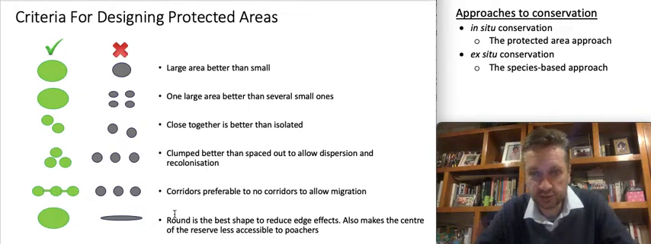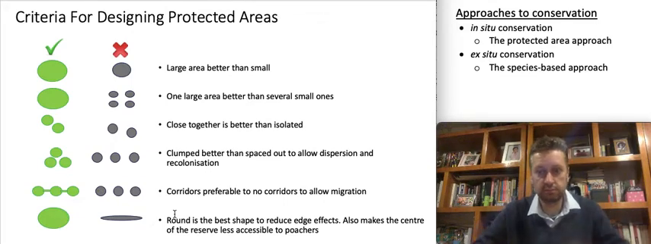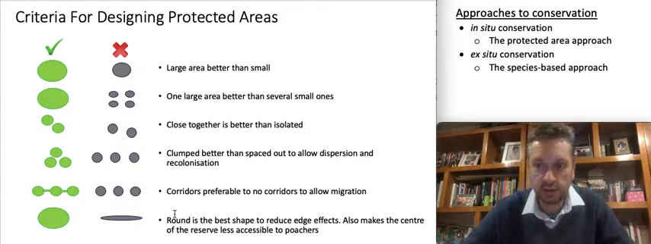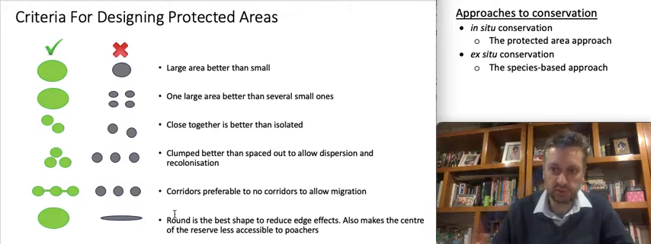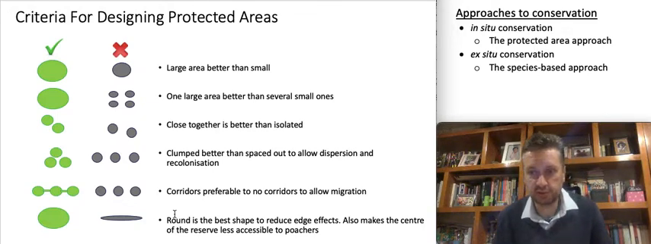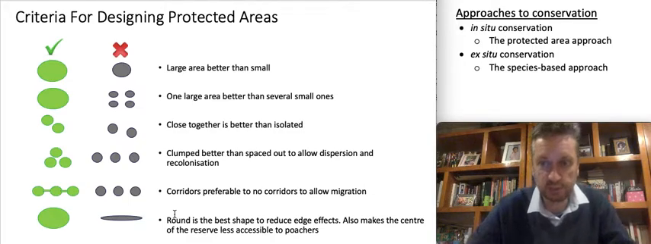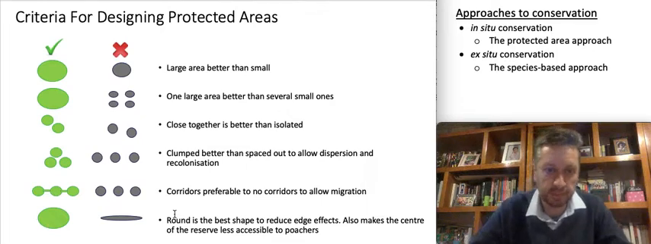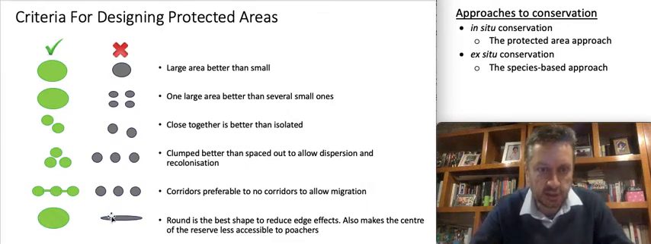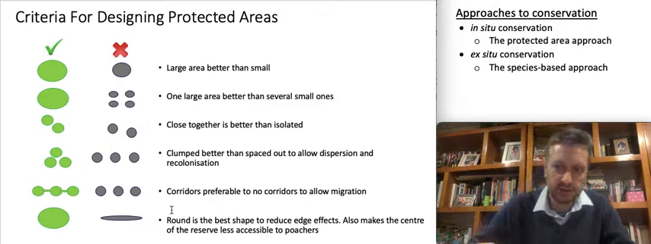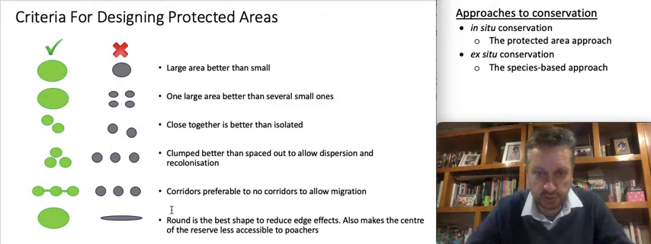It's a good idea to try to build corridors between your protected areas. We'll look at a nice example of that later, where the national park system of Central Africa was basically joined together by corridors to allow, in particular, migratory animals to move between them. And then finally, a round-shaped area is better than a flattened area because it reduces edge effects.